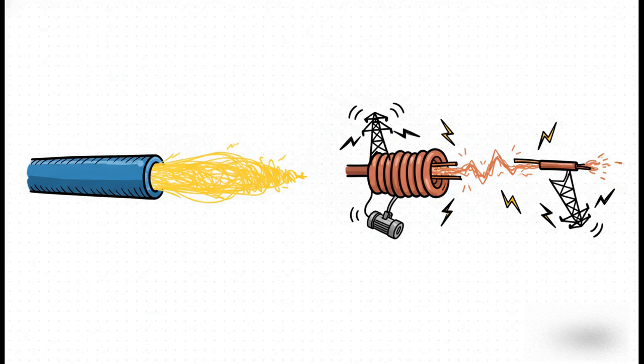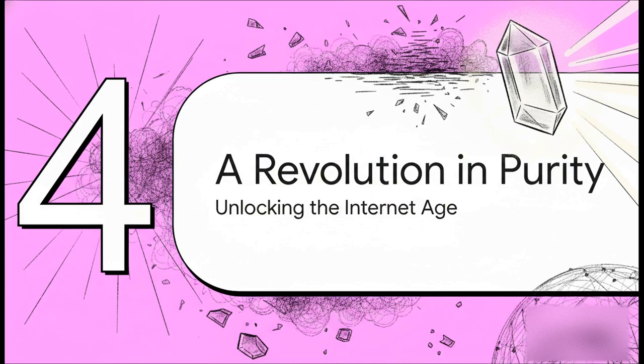From power lines, big motors, all that stuff that can mess up a copper signal, fiber doesn't care. It's a clean, pure signal. Now, it's easy to take this for granted, but this didn't happen overnight. There was a huge challenge that basically unlocked the entire internet age.